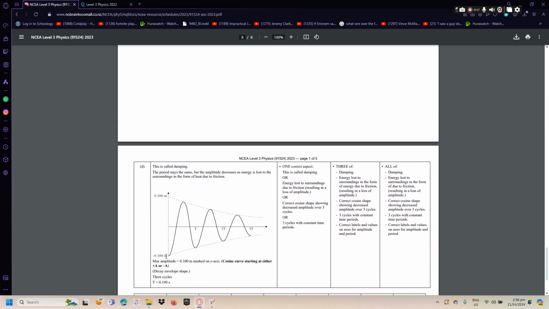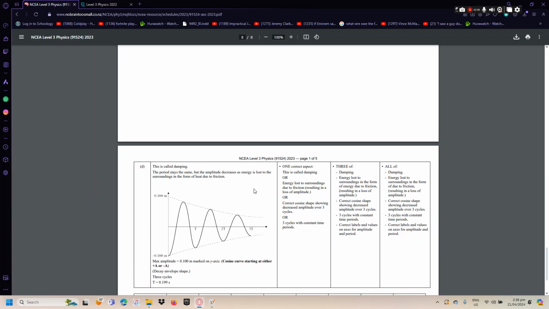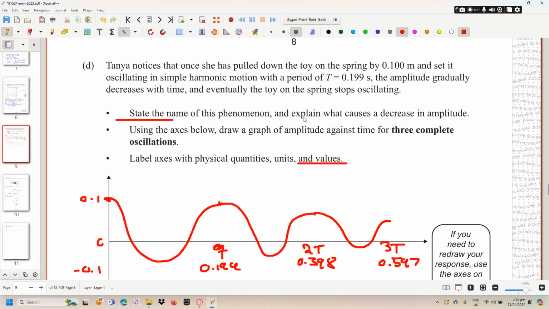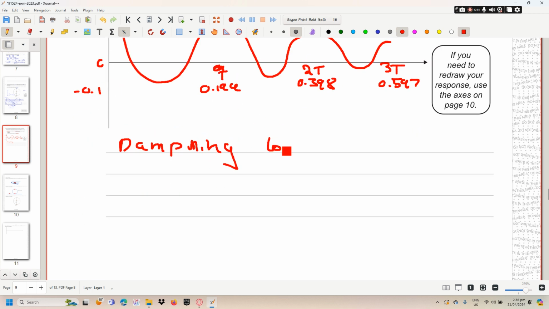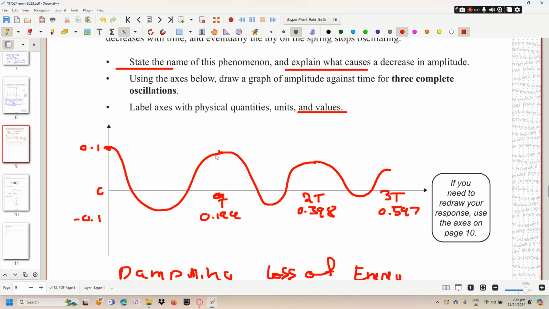So this is what they want. Here it is, 0.1, negative 0.1, t, 2t, 3t. See, theirs is a negative cosine graph. You can do it either way around depending on which side you take to be positive. Doesn't really matter. So anyway, damping, energy loss to surroundings, 3 cycles. Explain what causes this. There's loss of energy which causes damping, which causes the max amplitude to decrease, and eventually over time it stops oscillating, it just sits still.